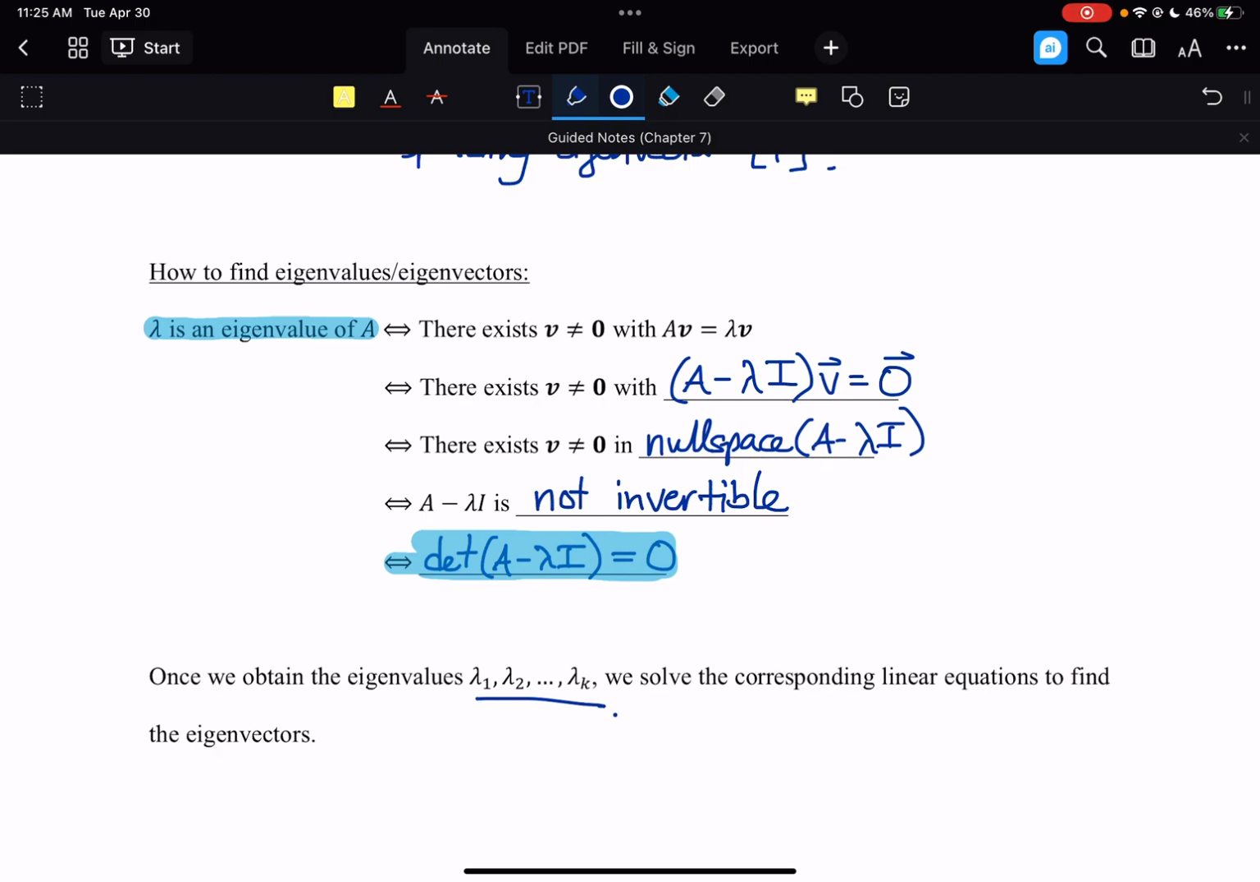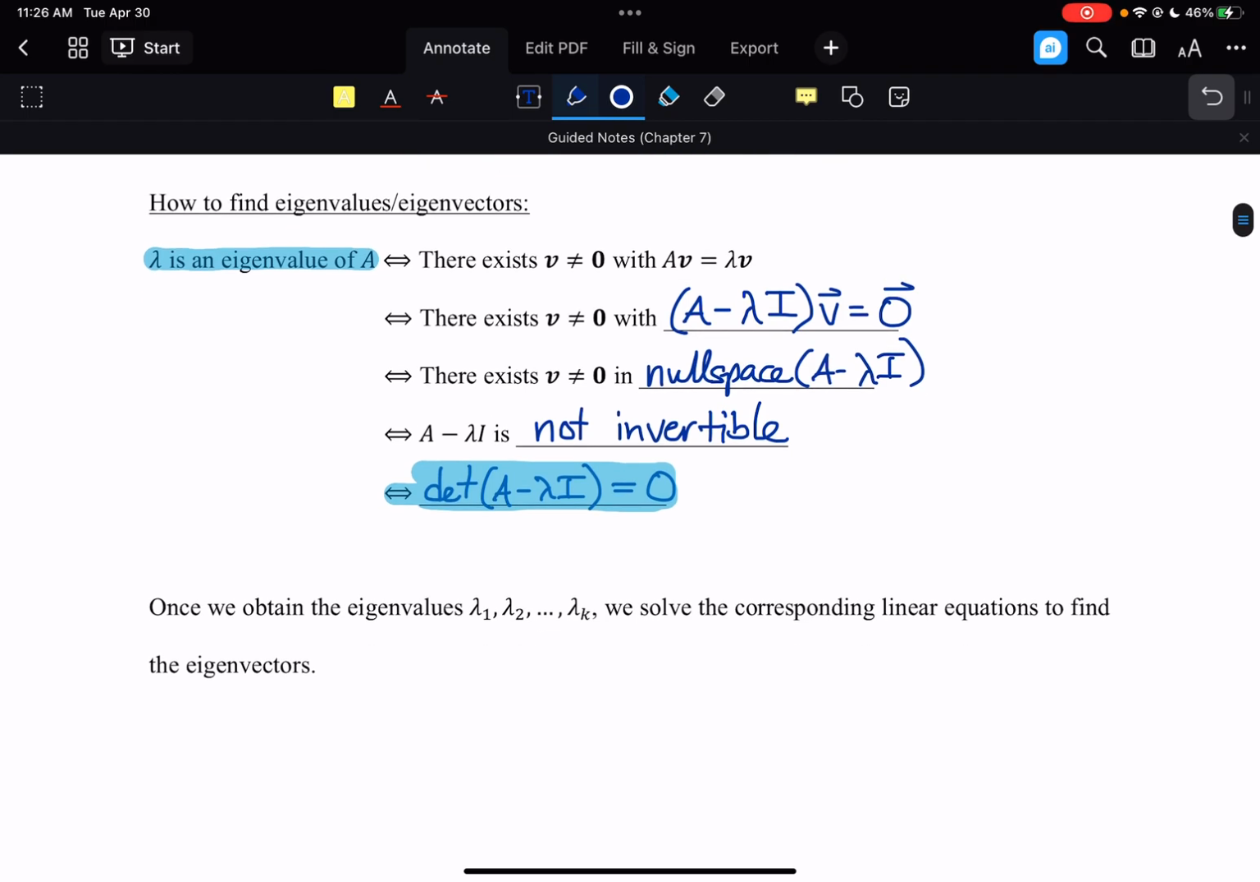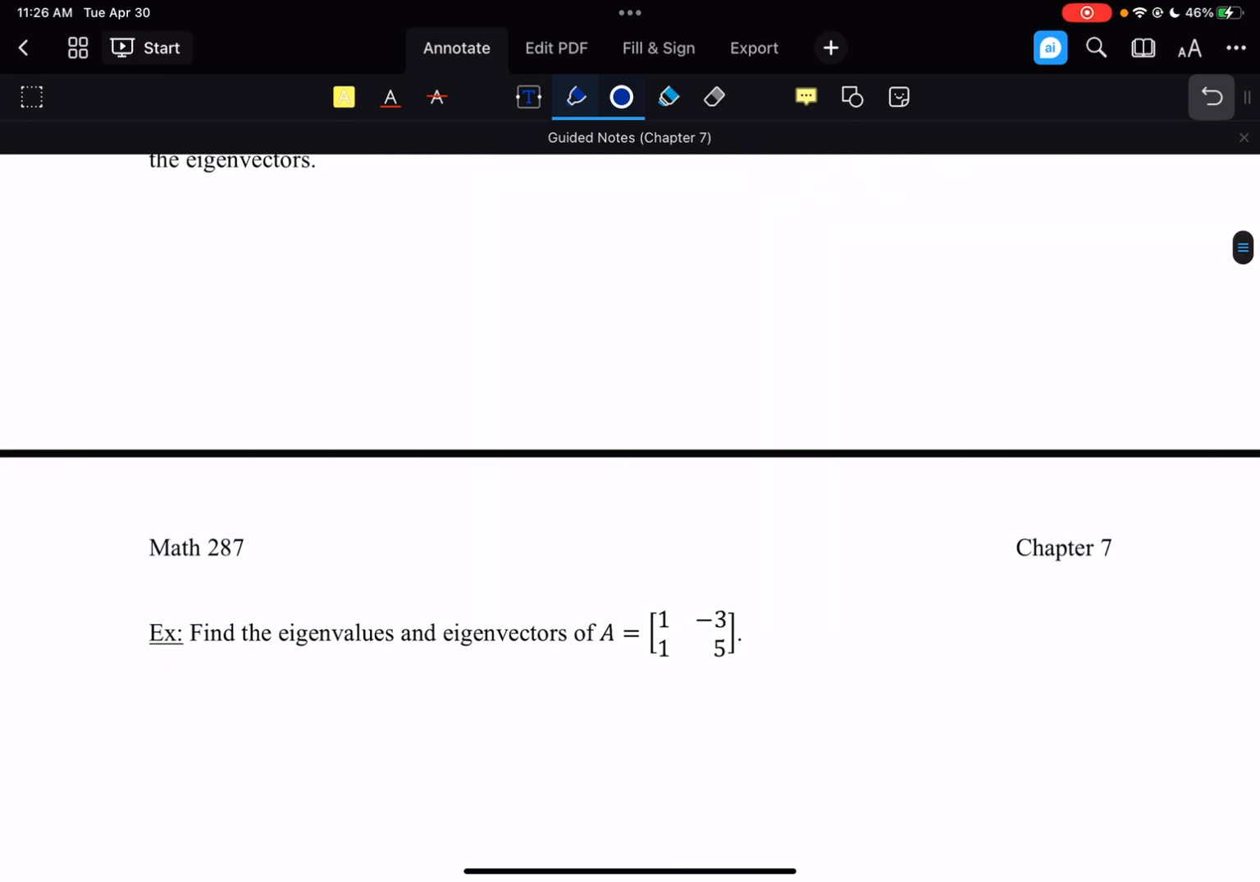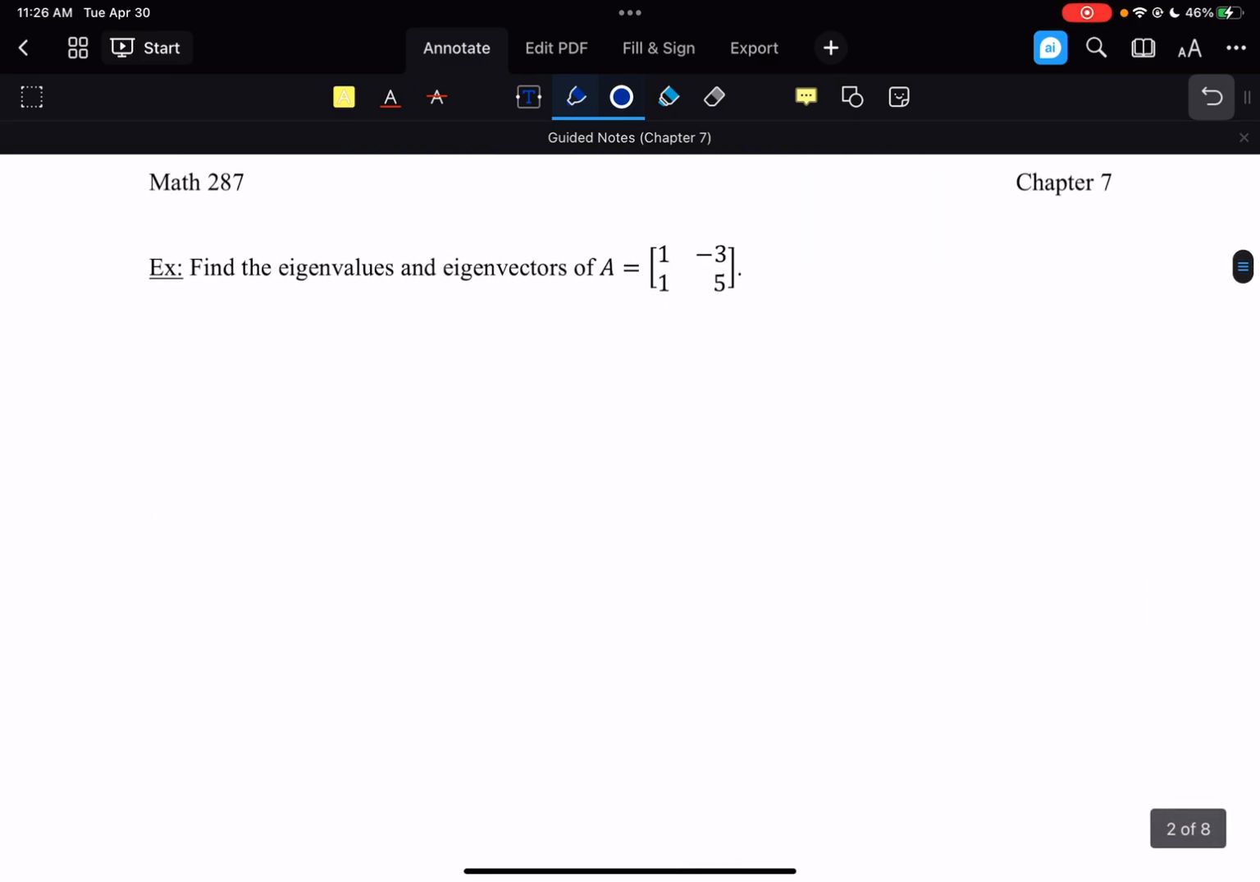So basically, we're going to go back into that null space, right, that system of equations, plug in each lambda that we found, and then find its corresponding vector from the system. So let's take a look at an example. I think it gets a lot simpler once you actually see one done. So find the eigenvalues and eigenvectors for this matrix A.